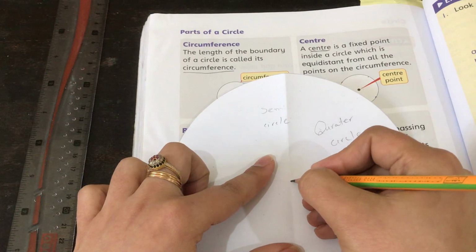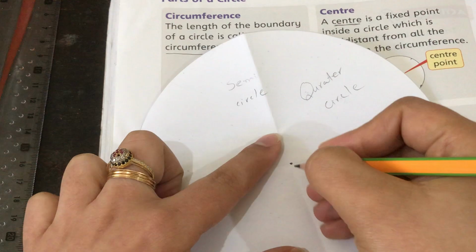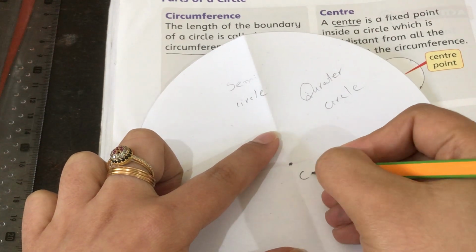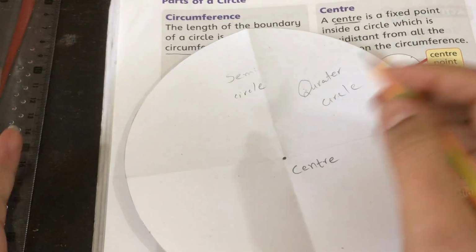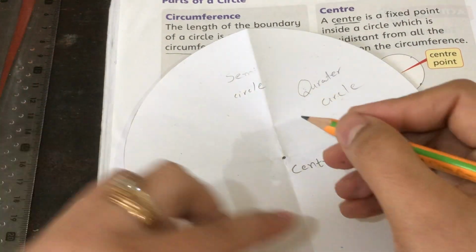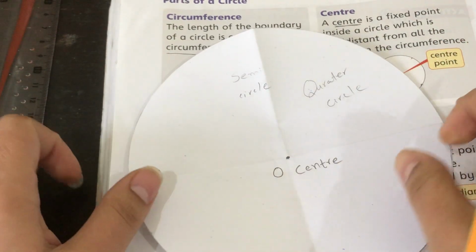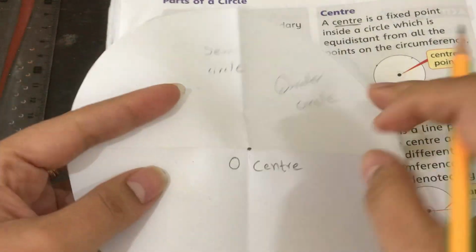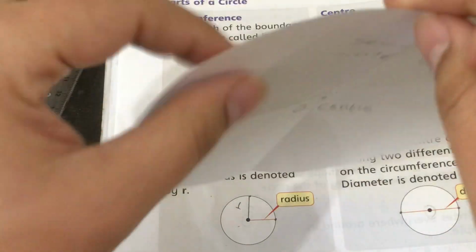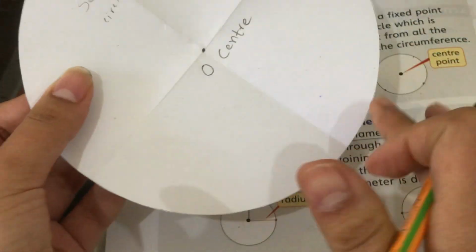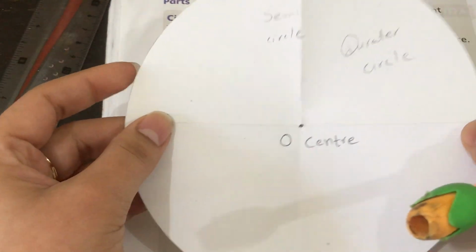So students, this point is called the center. This point is called the center of the circle, right? And you can use any capital letter to denote this center. For example, you can write letter O, you can write letter A, B, any letter, right? So this point is called the center of the circle, and this curved boundary is called the circumference of the circle, right?